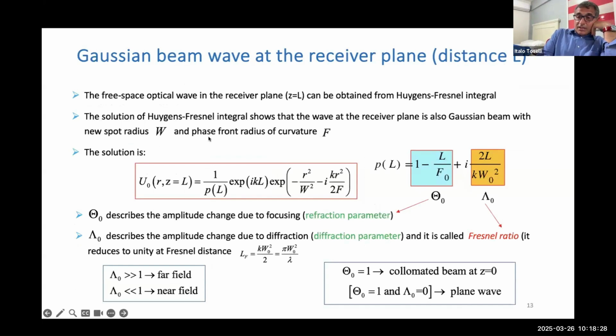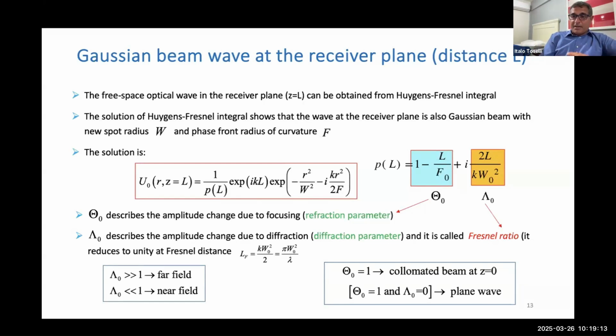In this equation you see that this PL, which is usually called the propagation parameter, shows 2 main parameters, theta 0 and lambda 0. Theta 0 describes the amplitude change due to focusing, so it is a refraction parameter, and lambda 0 describes the amplitude change due to diffraction, so it is a diffraction parameter, also called the Fresnel parameter. Why is this nice? It's quite powerful, because with theta 0 and lambda 0 you can characterize the geometry of your beam.